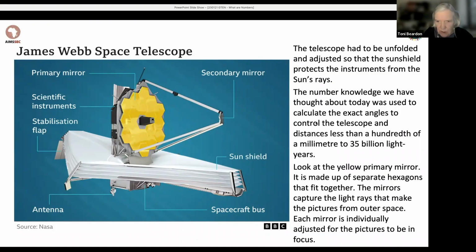Oh, I wanted to just say, well, I did say that the primary mirror is made up of these hexagons, and each mirror is individually adjusted for the picture to be in focus. You said that, Tony. Yeah, and the point is that getting these angles right in the adjustment uses quaternions.